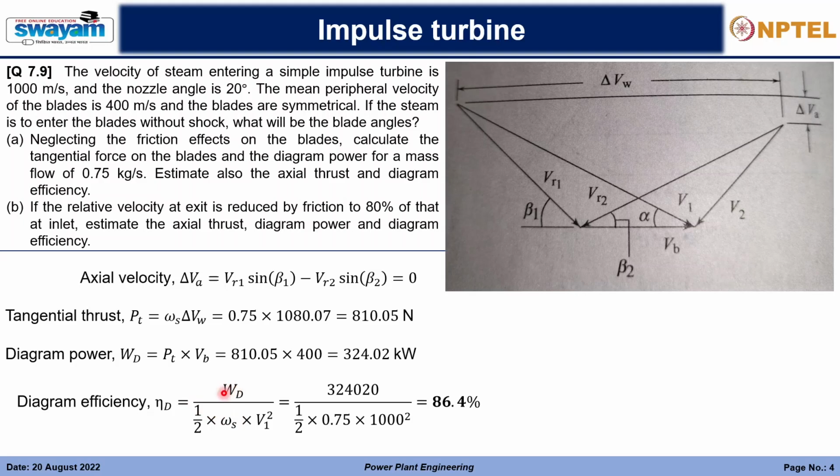So wd divided by this quantity. So what is this quantity? This is the kinetic energy of the steam which is entering into the blade, right? So from the whole kinetic energy, we are actually producing some amount of power. So how much percentage, that will give us the diagram efficiency. So simply we are dividing it and we are getting 86.4%.